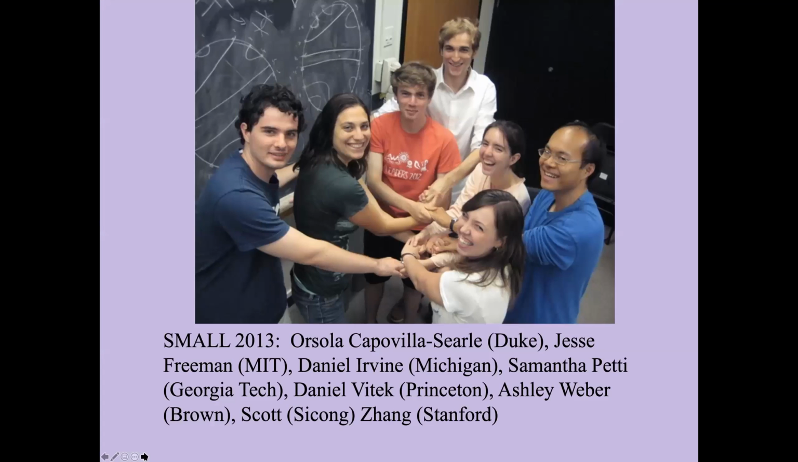Now, this is work that I did with undergraduates. So here we see the group of undergraduates right here. All of these students went to graduate school, and these are the graduate schools they went to. So Ursula went to Duke, Jesse went to MIT, Daniel went to Michigan, Samantha went to Georgia Tech, Daniel went to Princeton, Ashley went to Brown, and Scott went to Stanford. And they're all right at the point of finishing their PhDs right now. Very strong group of students. This is our summer program called the Small Program, funded by the National Science Foundation, and we get phenomenal students for this program.